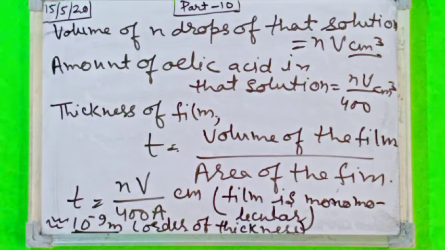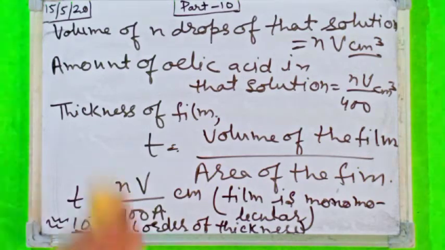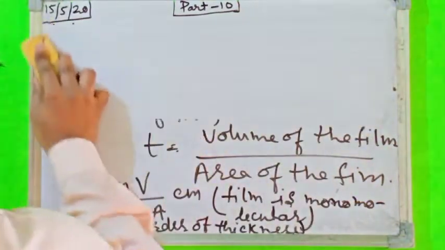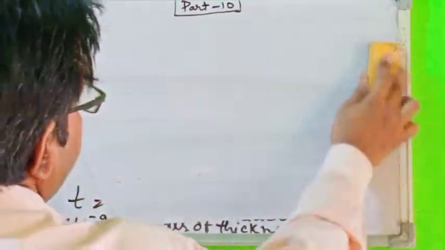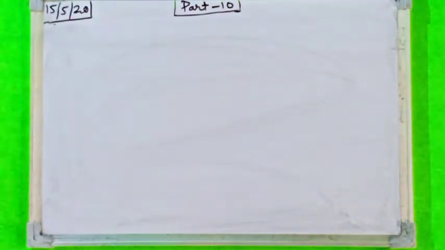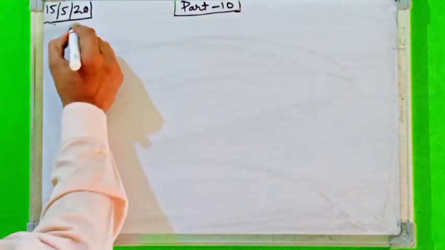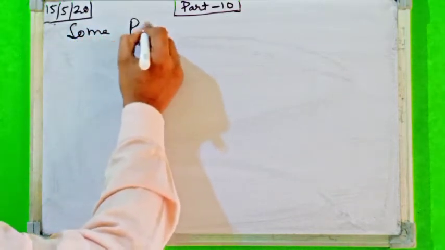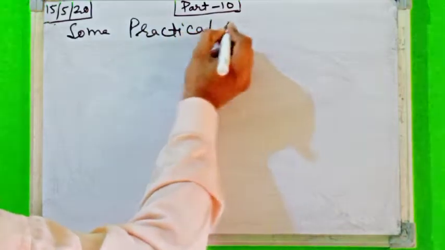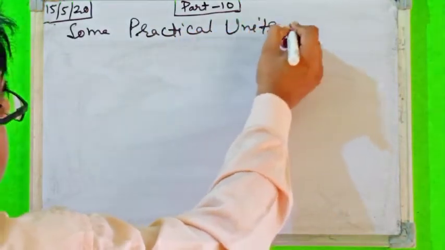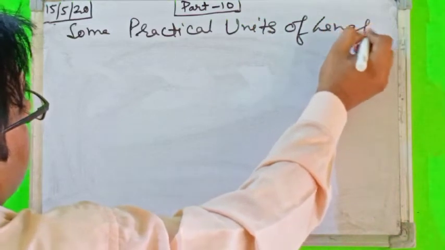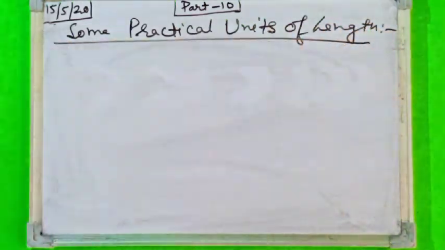Now we have already discussed the direct methods for measuring small distances. Now, some practical units of length.